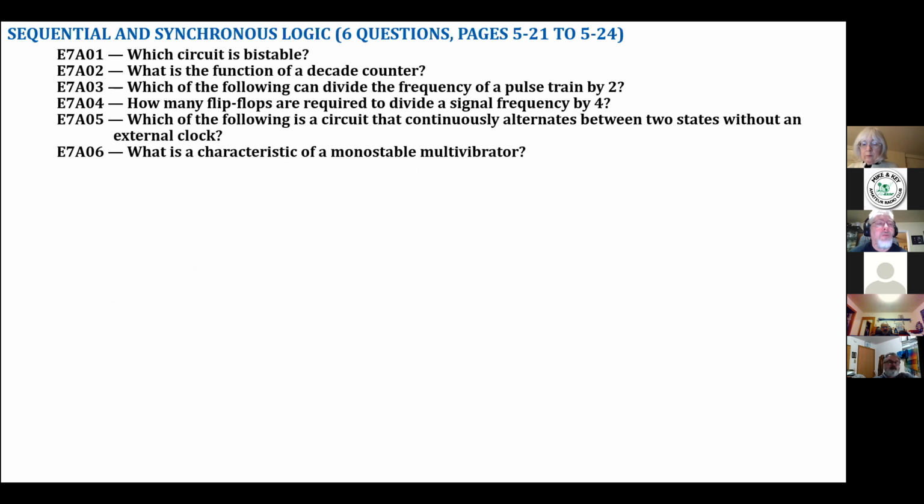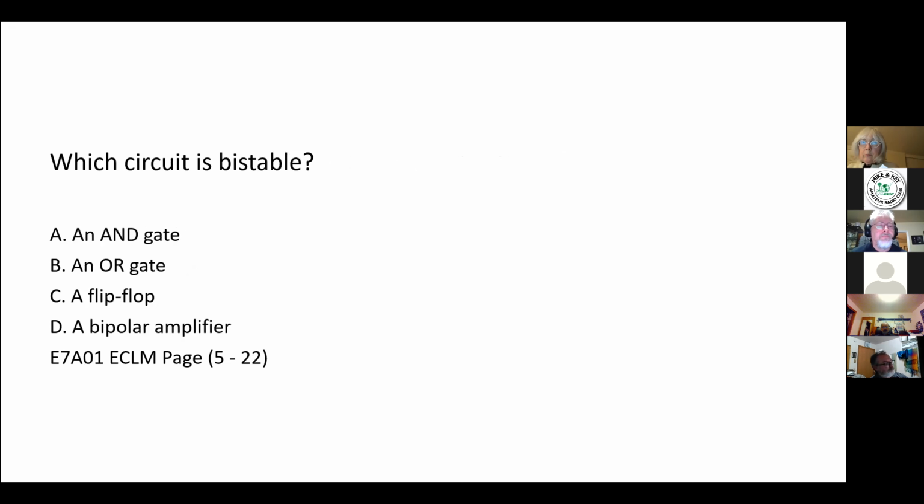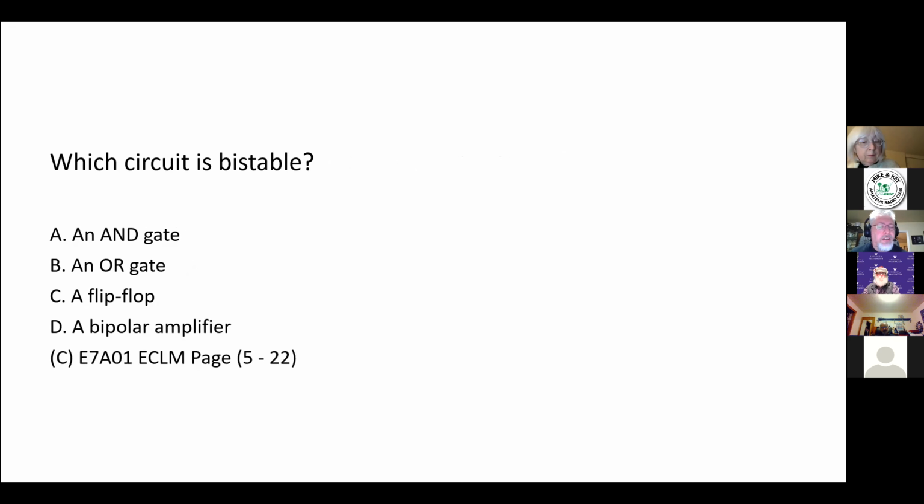All right, 6 questions for sequential and synchronous logic. Which circuit is bistable? A, an AND gate. B, an OR gate. C, a flip-flop. Or D, a bipolar amplifier. Charlie. Charlie is correct, a flip-flop.